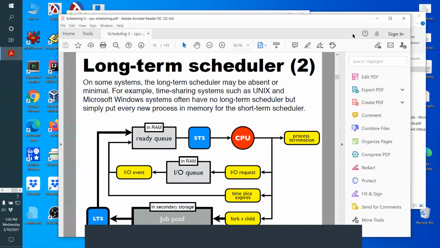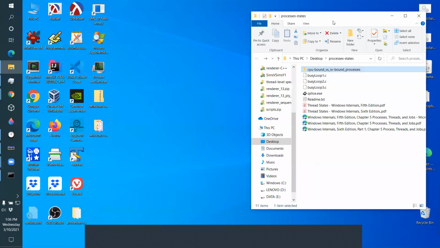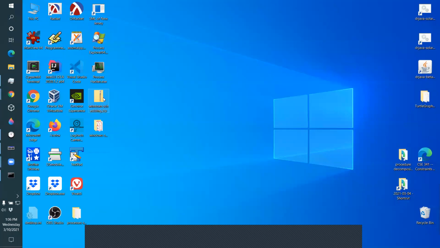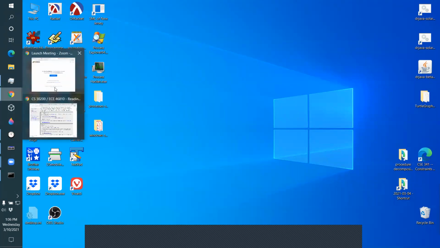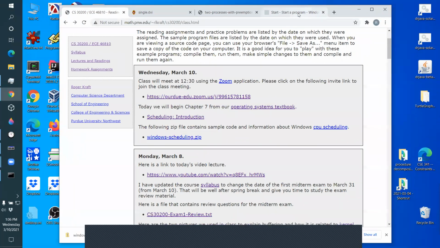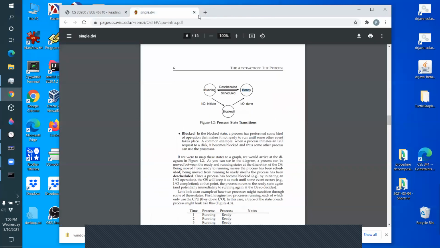All right. So now let's start actually talking about what's in the book. What's the CPU scheduling that's in the book? What we're going to start with is, it's not even CPU scheduling.